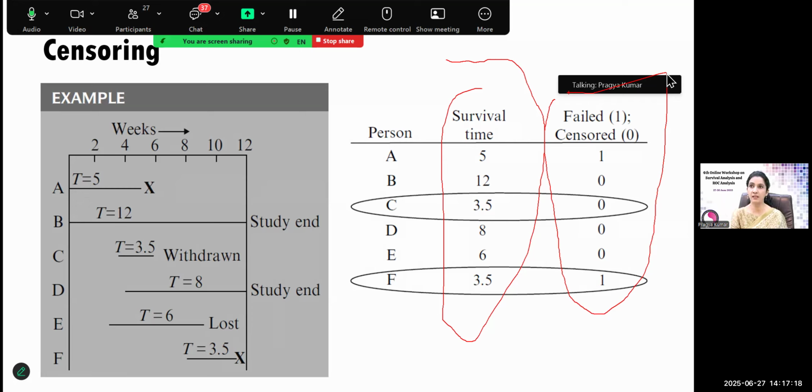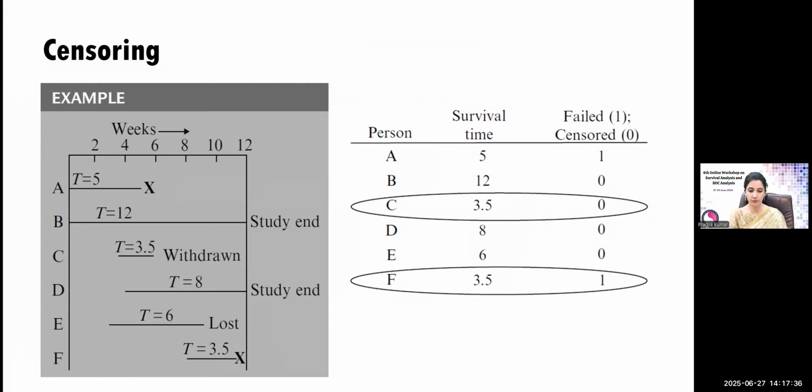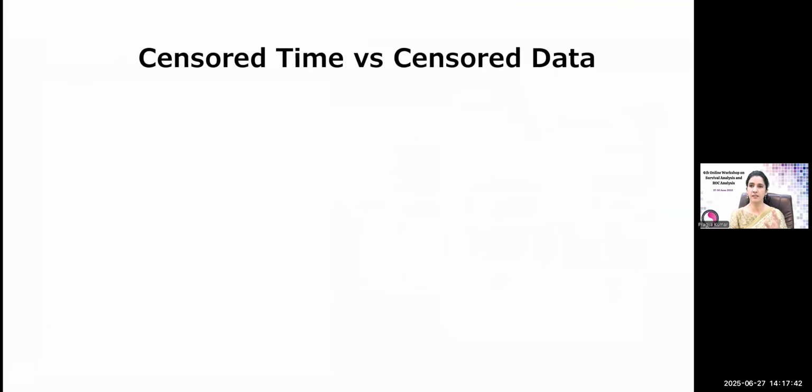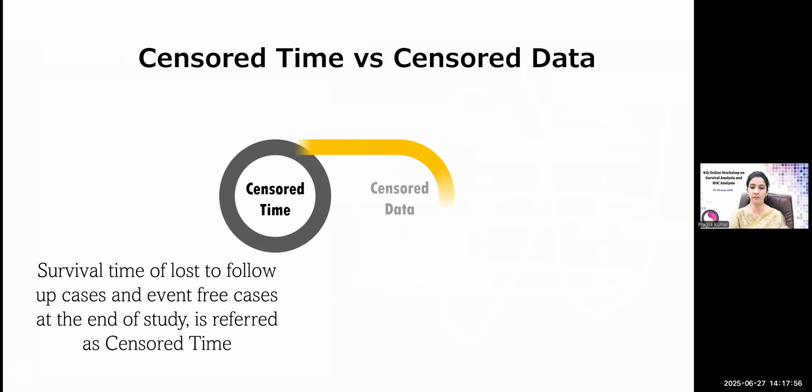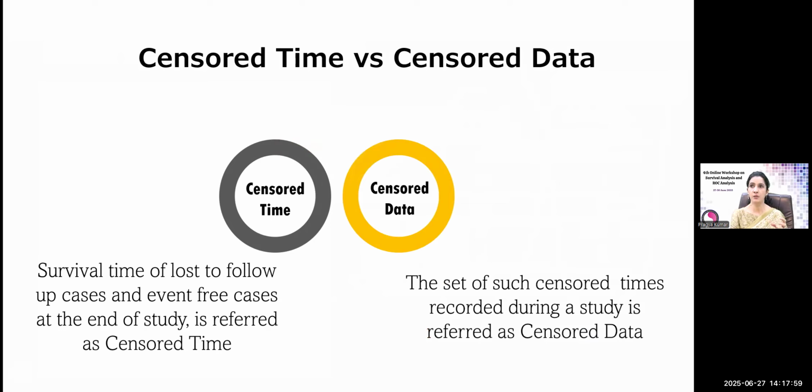How we arrange the data and the introduction of a few terms like what is survival time, what is event, what is failure, what is time to event data, how it is different from linear or logistic regression, or how this censoring time is helping us in the analysis of survival. So again, since you know now there is a censoring, there is a censored time and there is censored data. Censored time is the survival time of loss to follow-up cases or event-free cases at the end of the study. And this is referred to as the censored time. And the set of such data is known as the censored data.